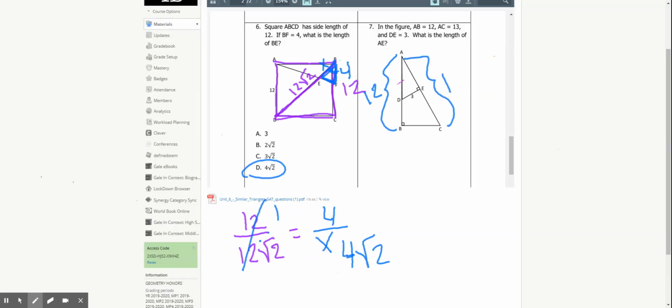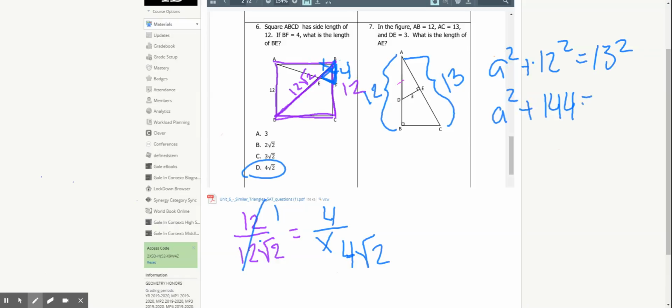AC is 13. This is a right triangle, so we can do Pythagorean theorem. A squared plus 12 squared equals 13 squared. This is another Pythagorean triple. If you have this memorized, it will save you a lot of time. But we can do this, 169, and then a squared equals 25, and a equals 5. It's just a lot faster if you can write a 5 right there.